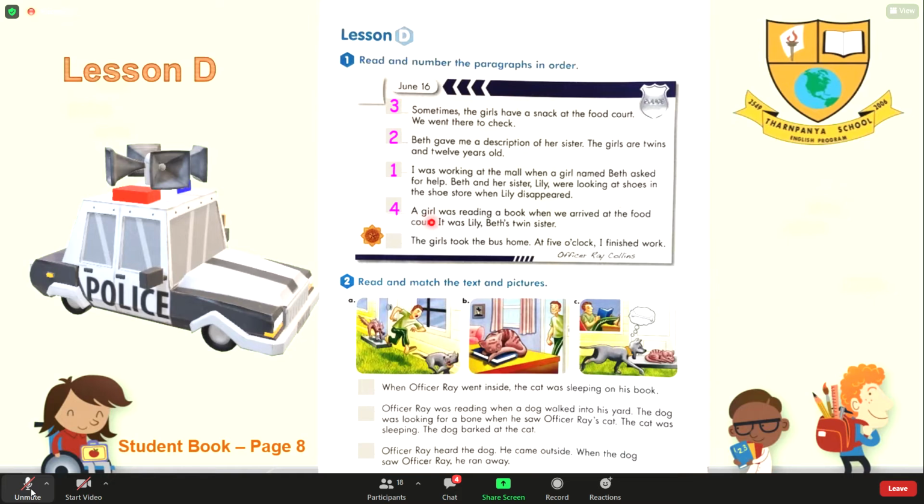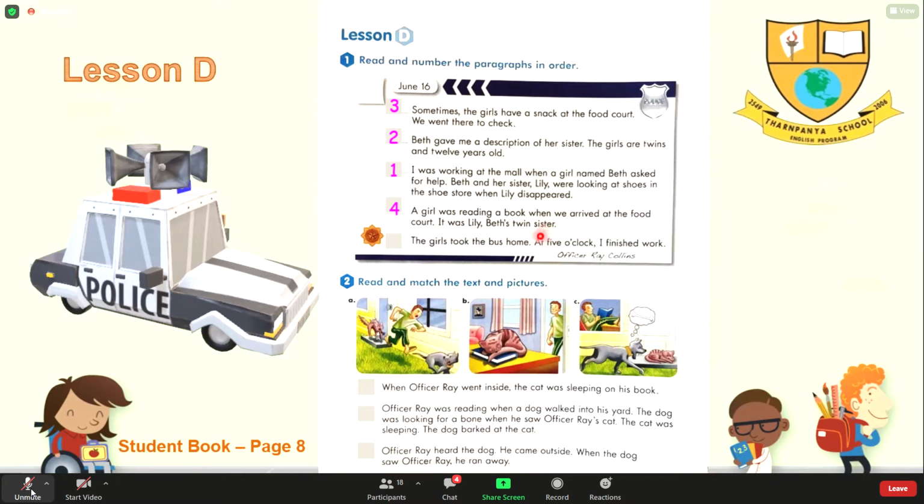Here, here. Was reading. At 5 o'clock, I was Here. A girl. a book. When We arrived. at the food court. It was. What did Yes. twin Sister.